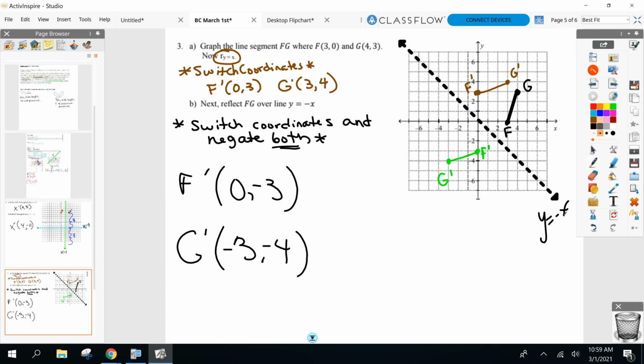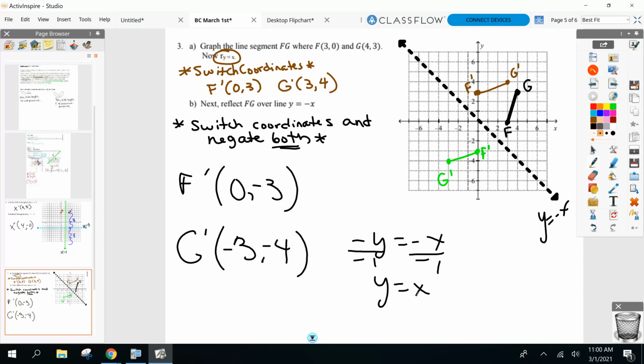And what if you were to make it negative y equals negative x? Or is that not a thing? If I have negative y equals negative x, watch, if I divide both sides by -1, that's the same as y equals x. Same line, so it's the same rule.